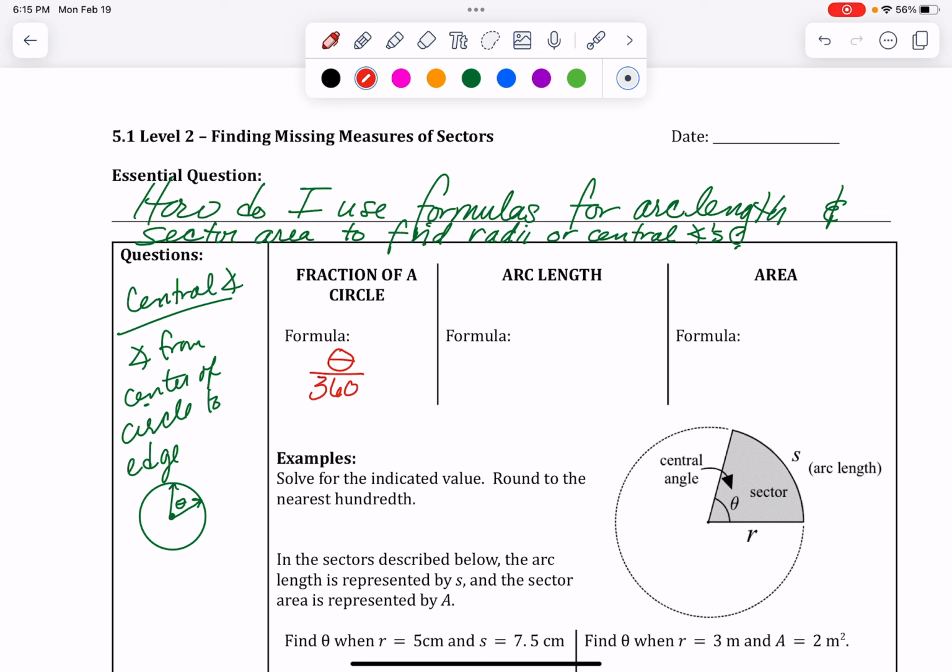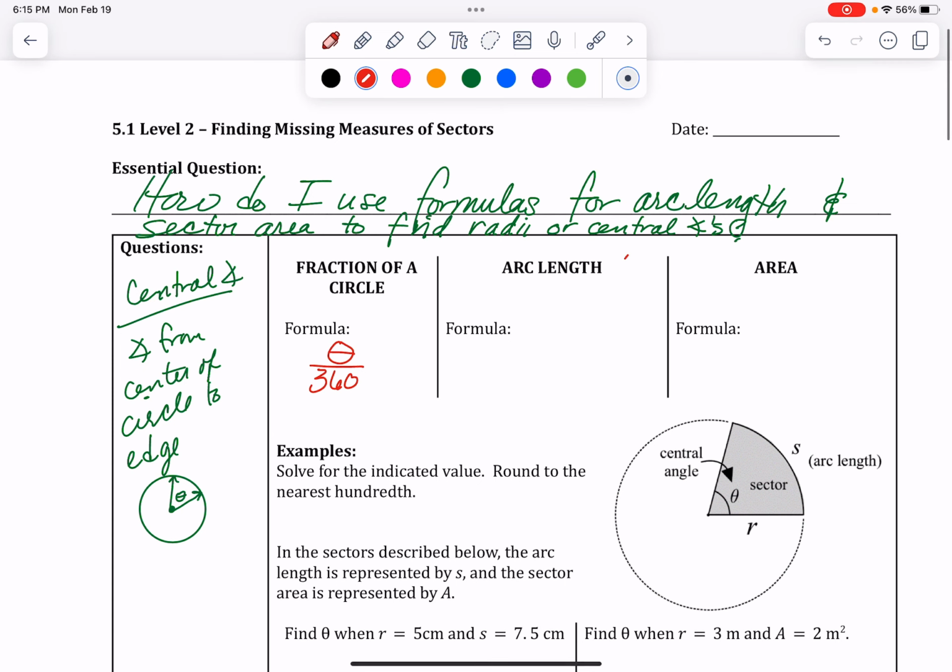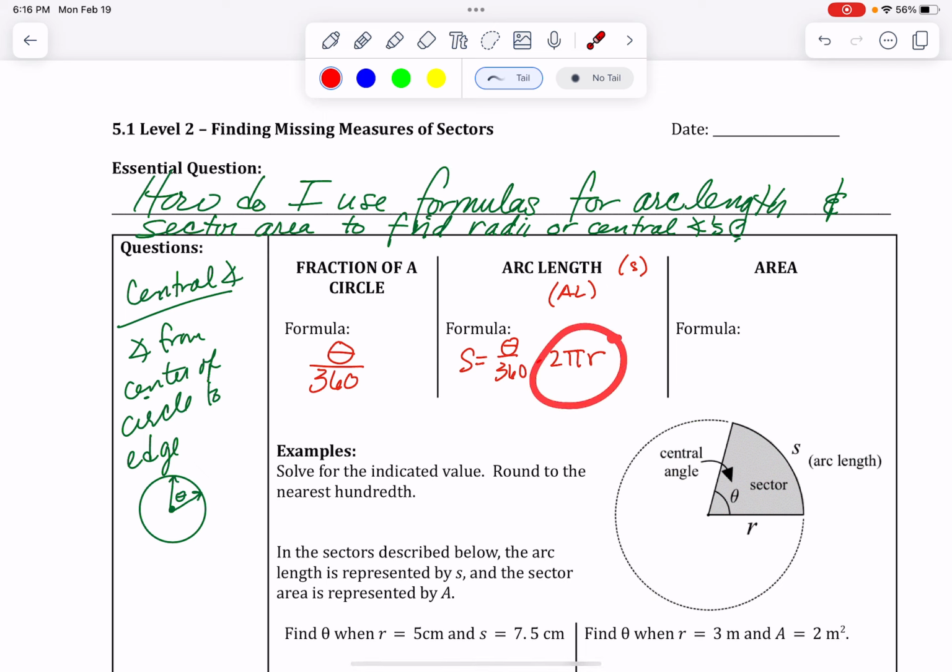Arc length, you'll see it either as S, or I'm going to use AL a lot. The formula is that the arc length equals theta over 360 times 2 pi r. Now this part is just the circumference of a circle. So I just want the circumference of a circle, but I only want part of it. How much of a circle? Half of a circle, quarter circle, something like that.